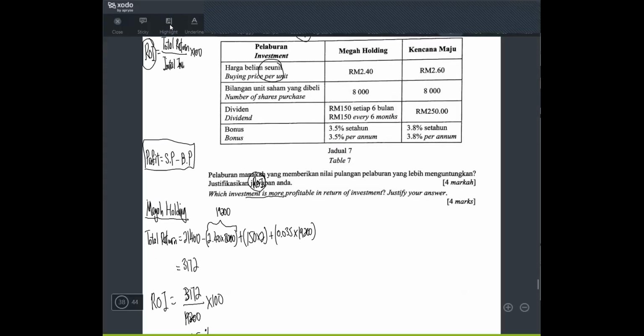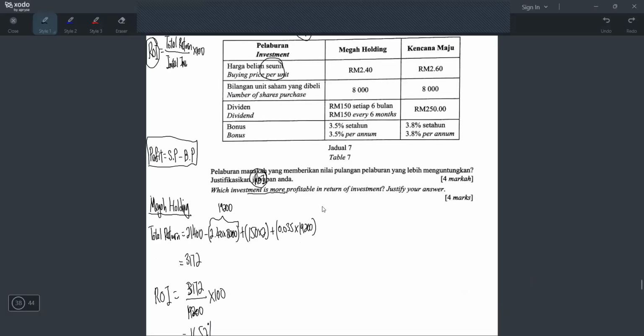Okay, let's go. Kencana Maju. So let's write down here. Kencana Maju. So let's find out the return first. So the total return is what? Okay, let's find out the buying price first. 2.60 times 8,000. Let's press 2.60 times 8,000. Okay, what is the buying price? So the shares he bought from this company is 20800. So this is the total buying price.